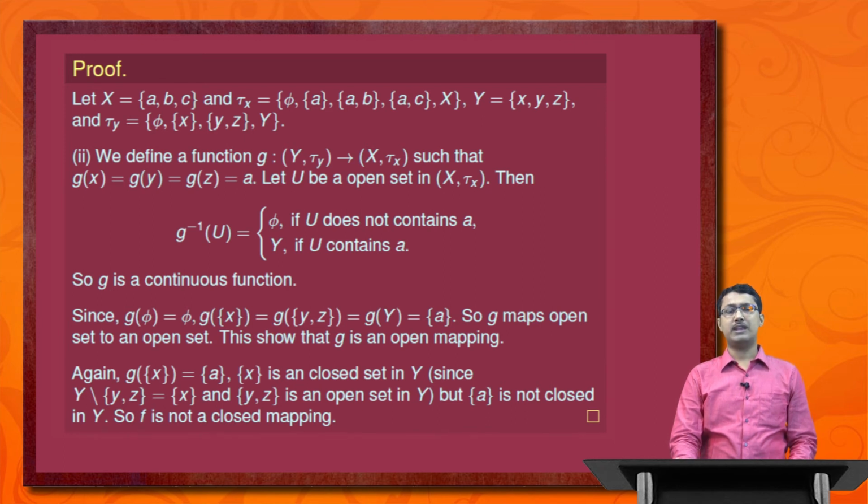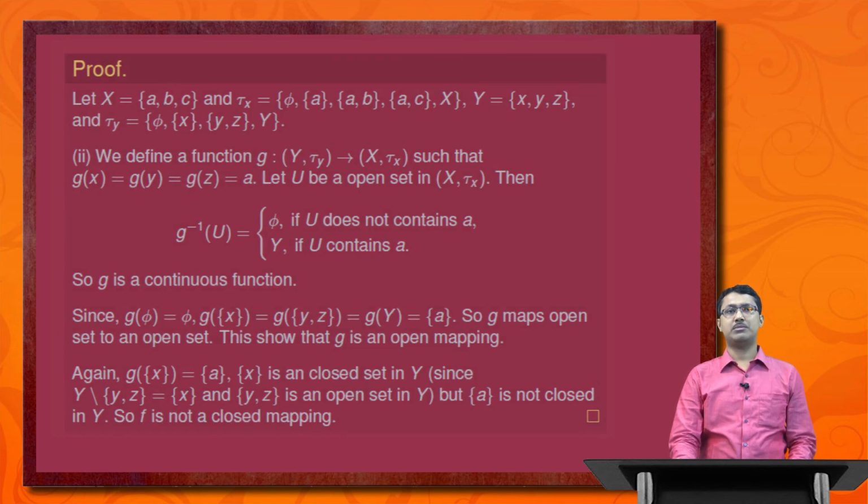Again G of {x} is equal to {a}, and {x} is a closed set in Y since Y minus {y, z} is equal to {x}, and {y, z} is an open set in Y, but {a} is not a closed set in X, so G is not a closed mapping.